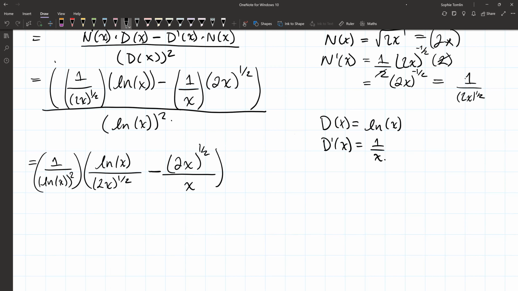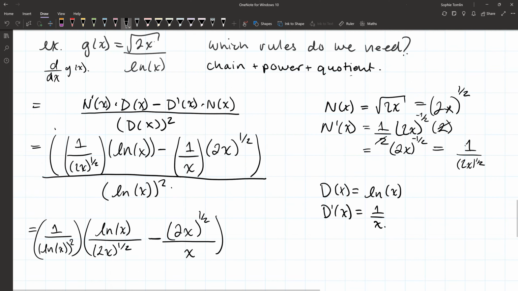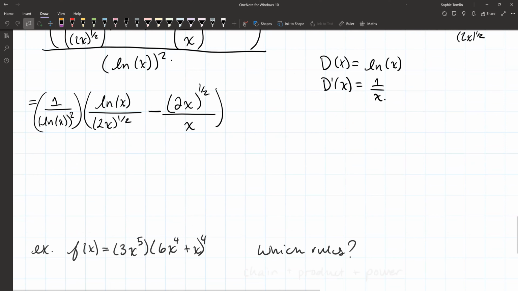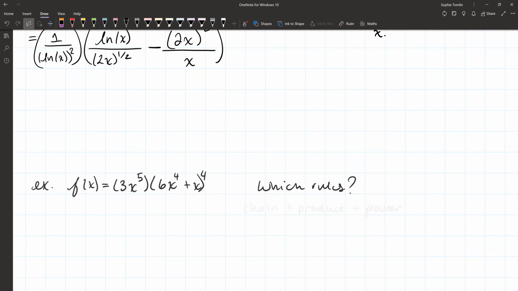But yeah, does anyone have any questions about this process with a bunch of derivative rules in it? Is that okay for everyone? I'll take that as a yes. So in that case, we can move on to this second example.